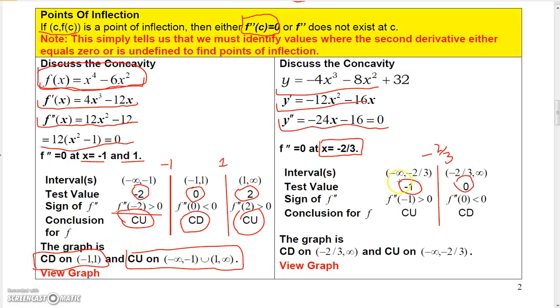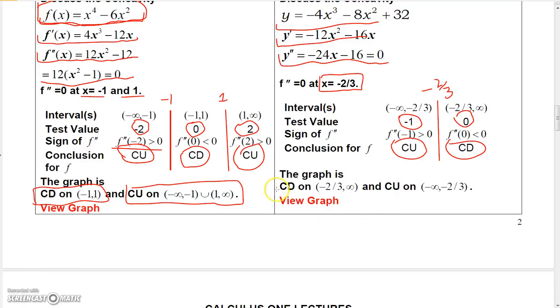So I'm going to pick a test value over here of -1 and a test value over here of 0. Now when I plug -1 into the derivative, I actually get a positive value. So the second derivative is positive, so that means that f is concave up on this interval. And then over here, when I plug 0 in, I get a negative value. So f must be concave down on that interval. So the graph f of x is concave down from -2/3 to infinity, and concave up from -∞ to -2/3.